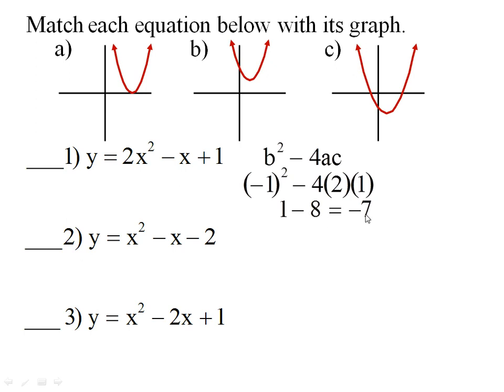So as soon as you see that your discriminant is a negative value, that means it's less than 0, so you're not going to get a real answer or a real solution.